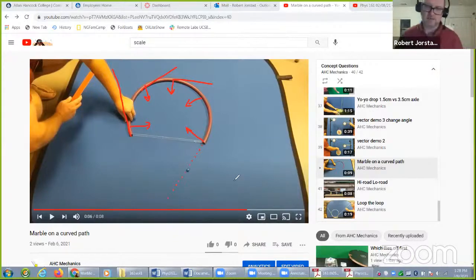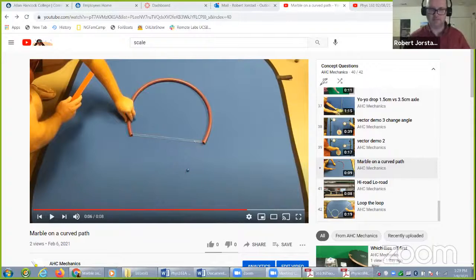This is just a conceptual question supposed to show you that without a force causing it to turn in a circle, the marble won't go in a circle. Maybe that was obvious to you, but statistically, many students get freaked out by that one. So just remember that.